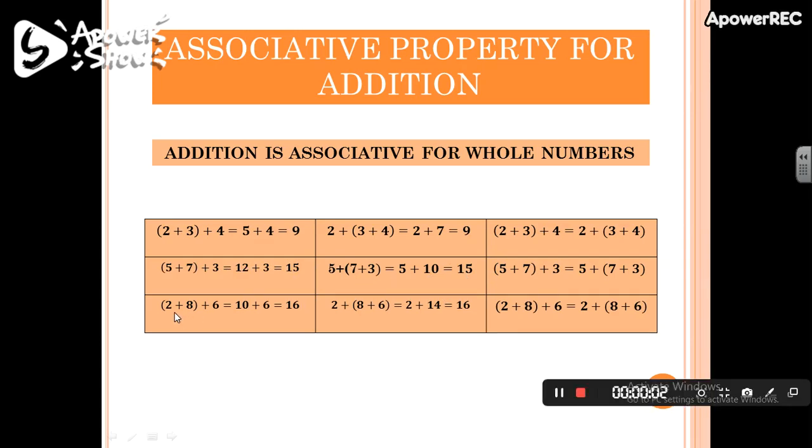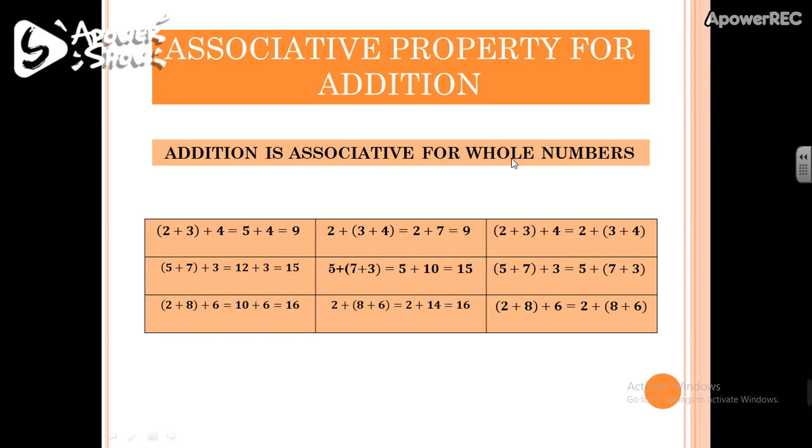Similarly, in the last example, we are getting that (2 plus 8) plus 6 equals 2 plus (8 plus 6). So from these three examples, we are getting that addition is associative for whole numbers. Why? Because we can regroup or associate any two numbers together for making our calculation easier. So this property is known as associative property, and by examples we see that addition is associative for whole numbers.